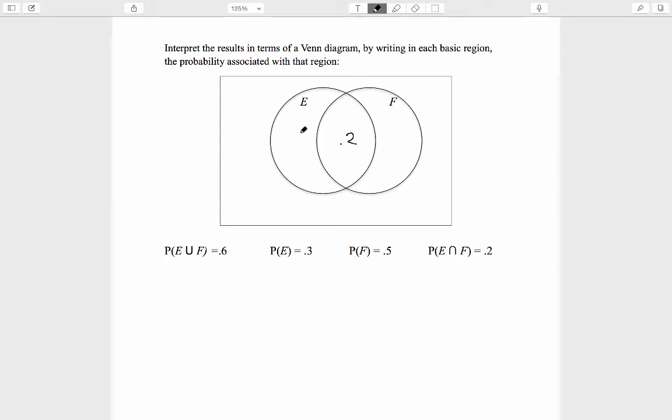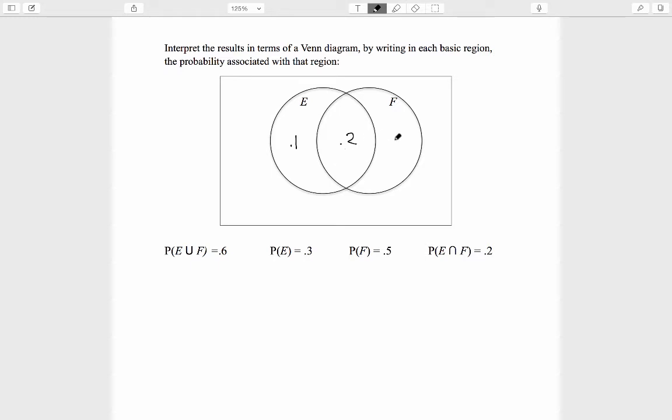Thus the probability of rain on Saturday, but not Sunday, inside the E circle but outside the F circle, is not 0.3, but rather 0.1. 0.3 is the overall probability of rain on Saturday, represented by the entire E circle, both regions of it. So the total probability of E adds up to 0.3 across those 2 regions.